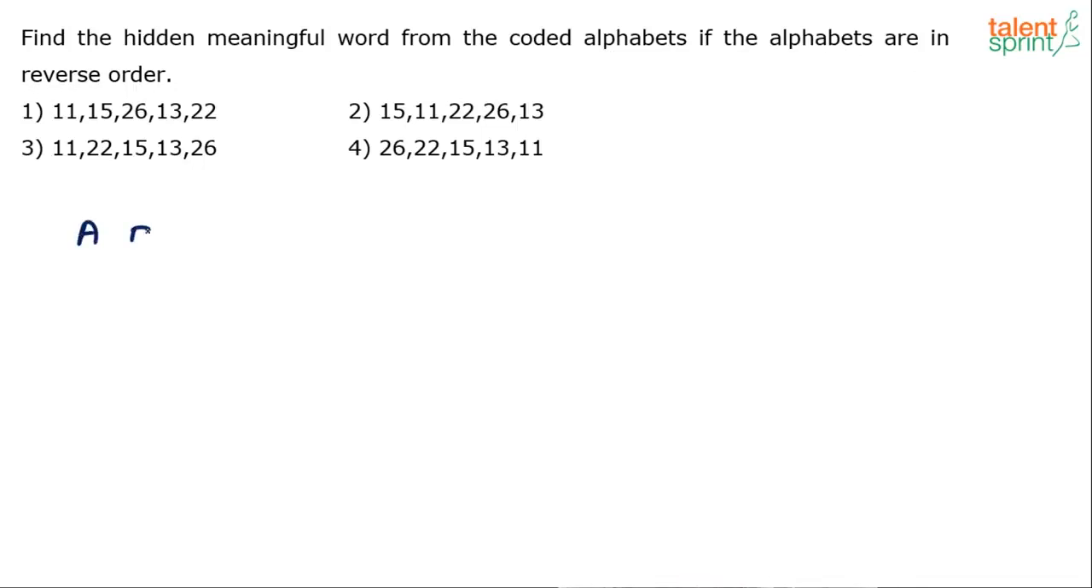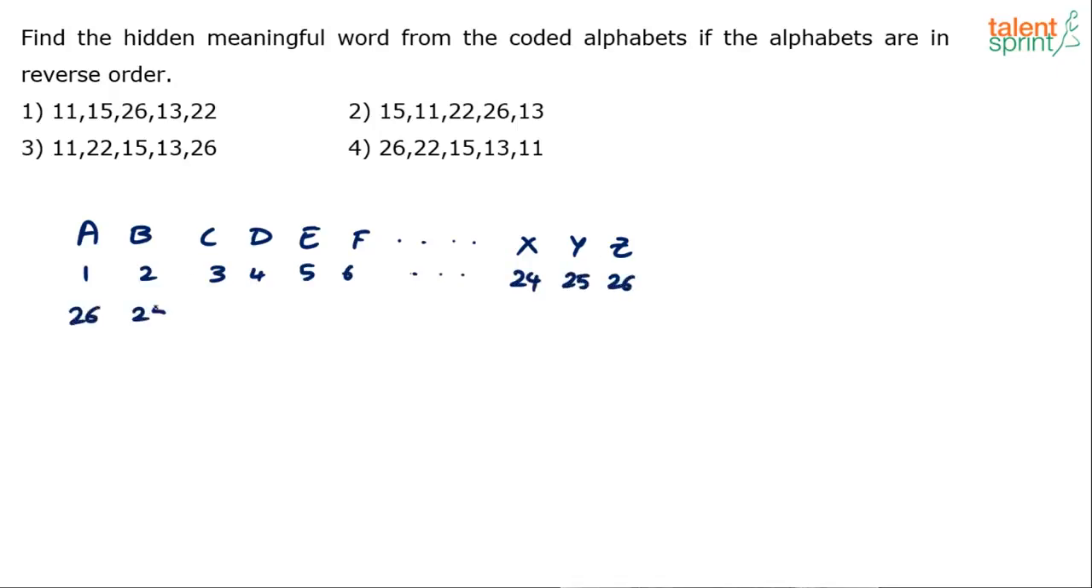Like if you write A, B, C, D, E, F, and so on up to X, Y, Z, the positions in the alphabetical order are 1, 2, 3, 4, 5, 6, and so on up to 24, 25, 26. But what will be the positions in the reverse order? This will be 26, 25, 24, 23, 22, 21, and so on, up to 3, 2, and 1.